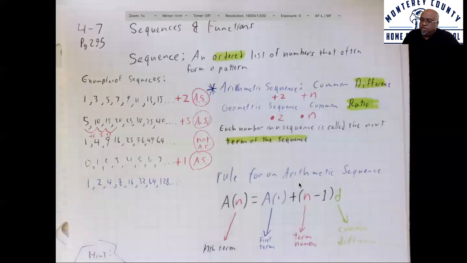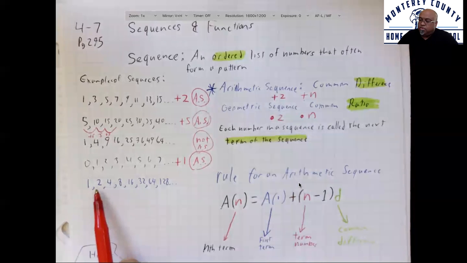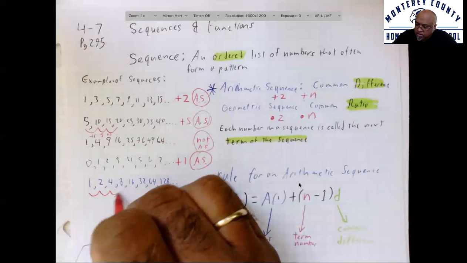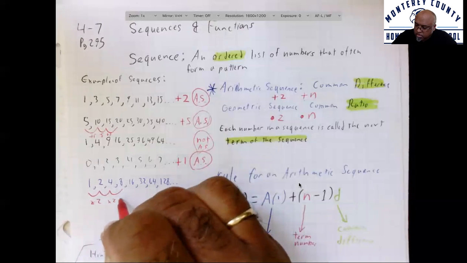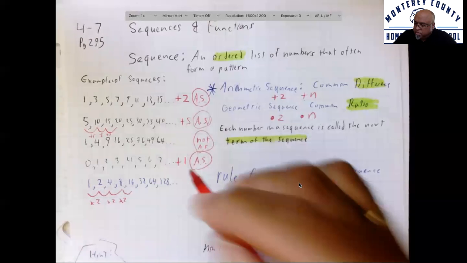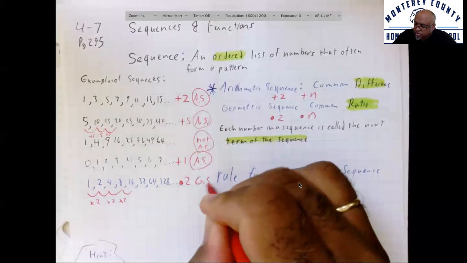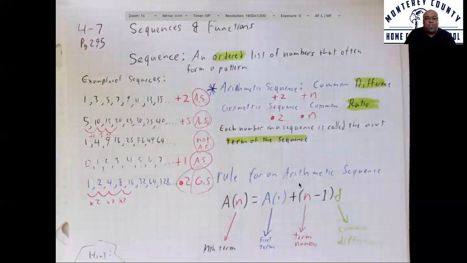But let's try something else. Let's look at the geometric sequence. 1 times 2 is 2. 2 times 2 is 4. 4 times 2 is 8. So each time I multiply by 2. So I go times 2, so that one would be a geometric sequence. Okay. So we're mostly going to be talking about arithmetic sequences in this lesson. So I just wanted you to see both types.